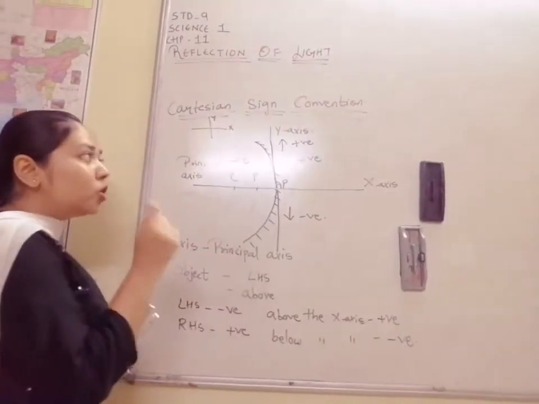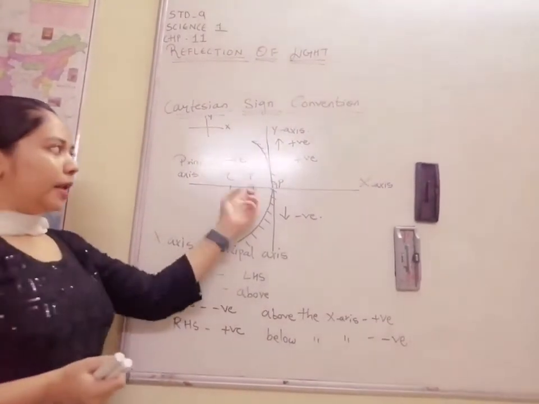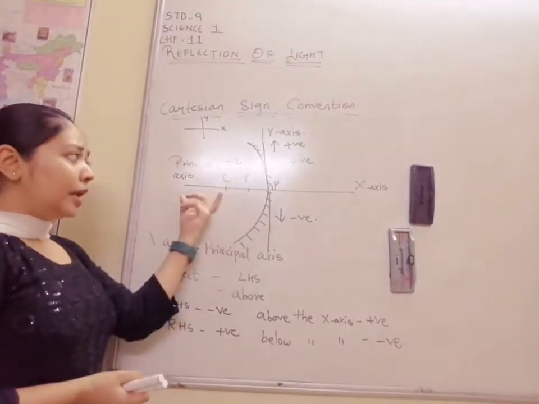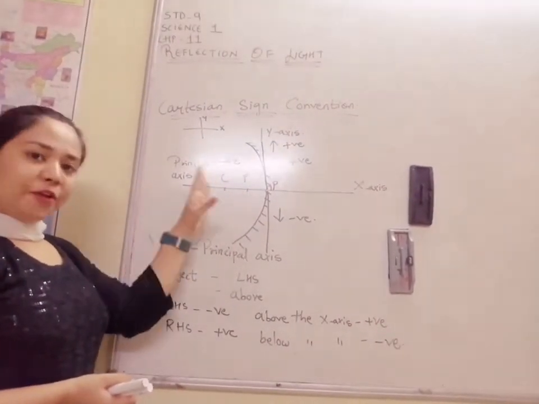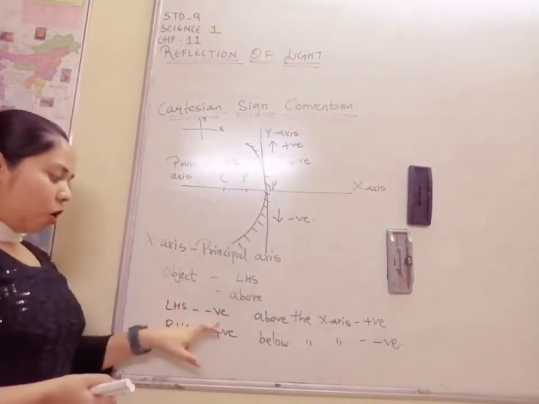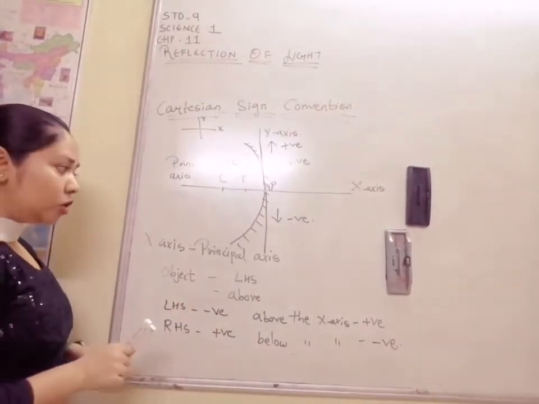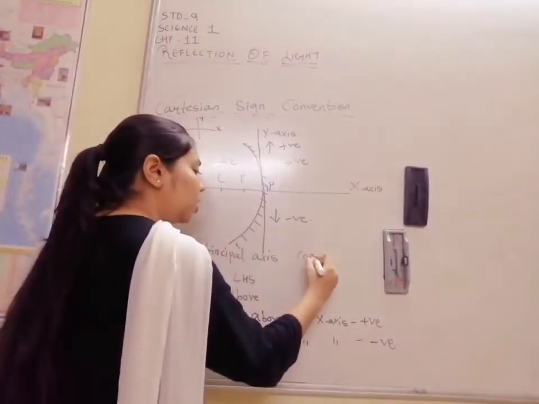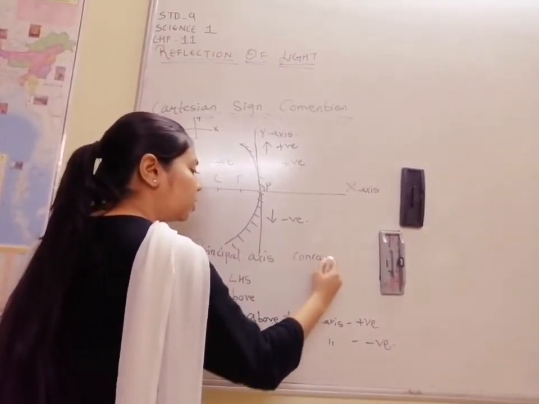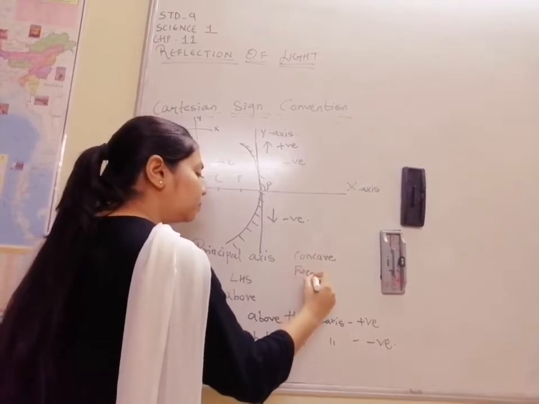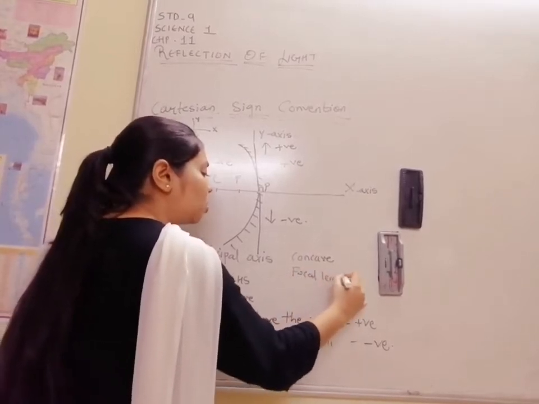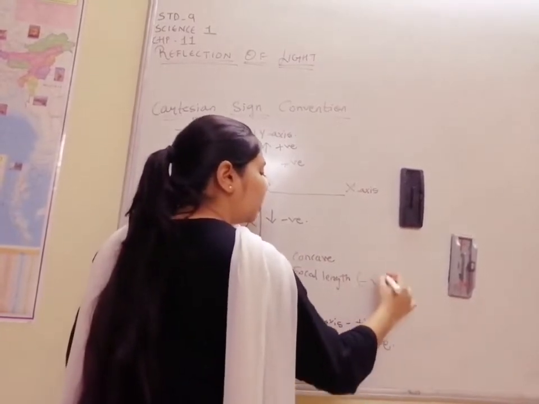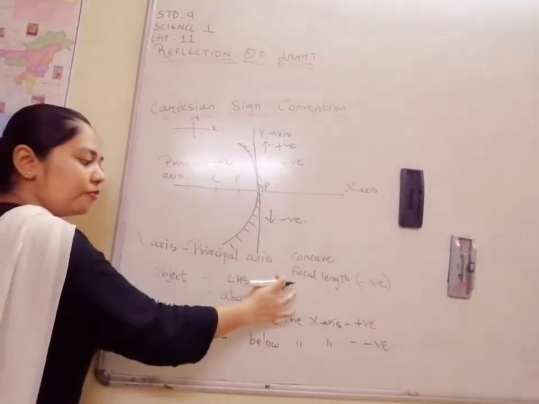Okay, so in a concave mirror, this is my reflecting surface now. In a concave mirror you can see my focal length will always come on which side? Left hand side. And what is the left hand side? Always negative. So in a concave mirror, the focal length is always going to be negative. Okay, focal length will always be negative in a concave mirror.